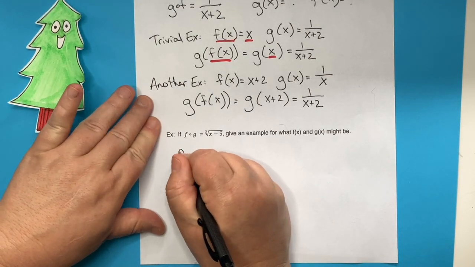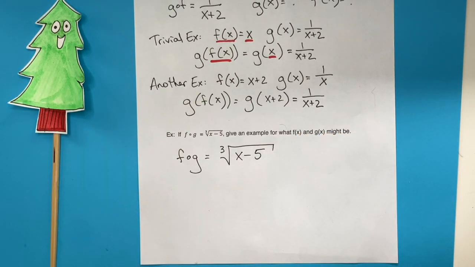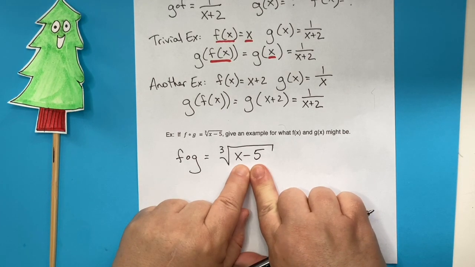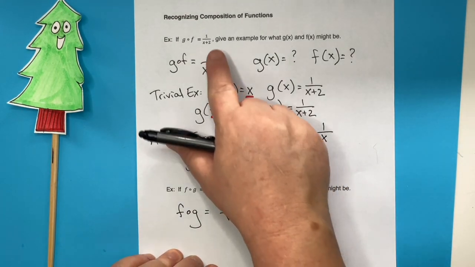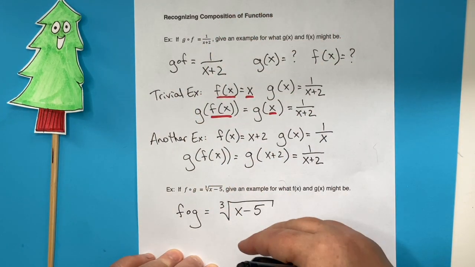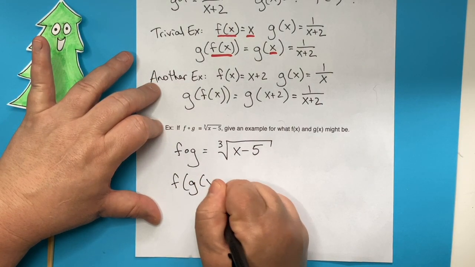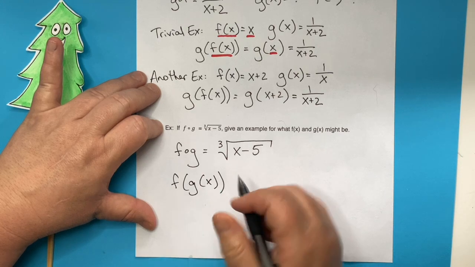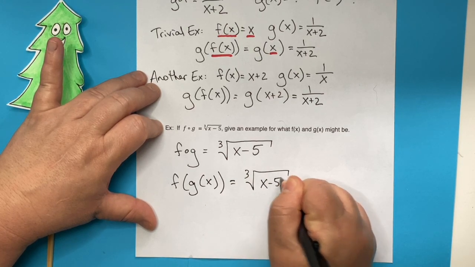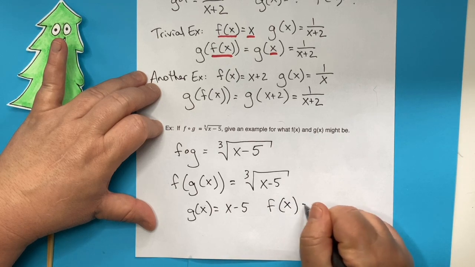Okay, so f of g is the cube root of x minus 5. And I would try to encourage you to think about the inside and the outside. I think the inside function is x minus 5, and the outside function is the cube root. In the same way that the inside function here was x plus 2 and the outside function was the 1 over. So what if we set, now keep in mind this is f of g of x. Always double check that you know which one is the inside function, which one's the outside function. G is on the inside. So what if we set g of x to be x minus 5 and f of x to be the cube root?